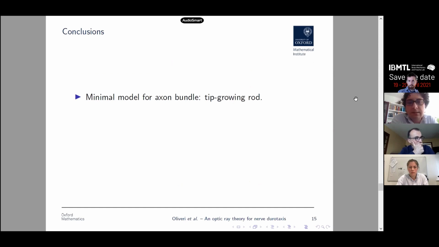So I have presented a minimal model of an axon bundle, where we have represented the axon bundle using a tip-growing rod model, which is a very easy model that allows analytical development, which allowed us to propose a simple law governing the deflection of axons by a stiffness interface. And it turned out, quite surprisingly, that this law was equivalent to the law that governs light refraction at a refractive interface, that is, Snell's law.